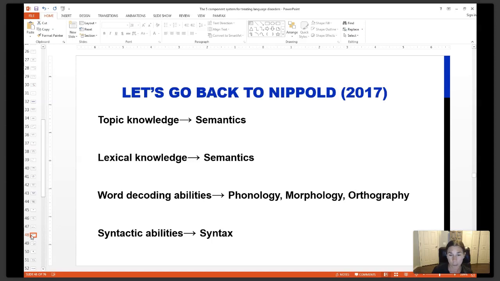And when we go back to that research that Nippold did, we can actually tie those things that popped out as correlating with reading comprehension to these skills, these essential 5 skills. So topic knowledge and lexical knowledge obviously are tied heavily into syntax, word decoding abilities, obviously phonology, morphology, and orthography all fit into that. And syntax, obviously, there's a direct correlation there. Now, this isn't the only way they fit together because those 5 areas all impact each other, but this is just an easy way to help simplify it and understand how those things can all impact reading.